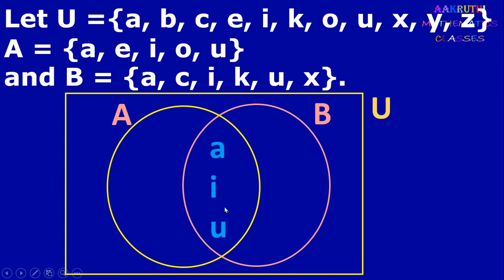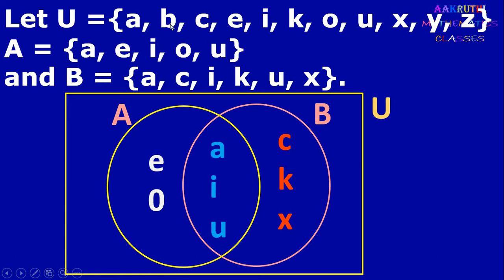So here the common elements are A, I, U, and the remaining elements of A are E, O, and the remaining elements of B are C, K, X. Now in A and B together we have A, I, U, E, O, C, K, X. Now what are the remaining elements? Other than A and B, there are some other elements.